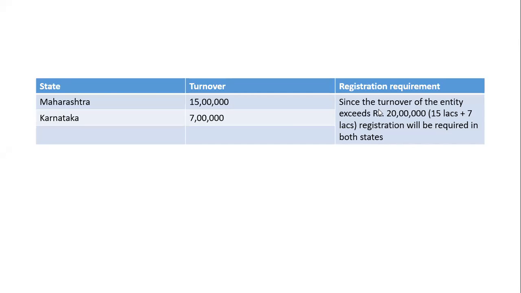Okay, since the turnover of the entity exceeds 20 lakhs, 15 lakhs plus 7 is 21.